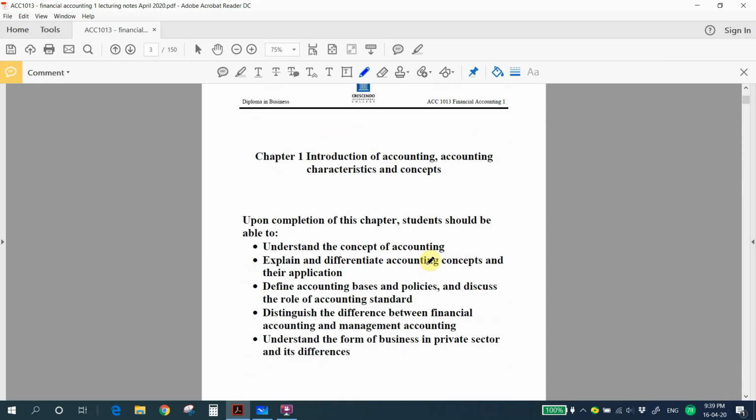Chapter 1, introduction of accounting, accounting characteristic and concepts. Upon completion of this chapter, you should be able to understand the concept of accounting. You should be able to explain and differentiate the accounting concept and their application, define accounting base and policy, and discuss the role of accounting standard. Distinguish the difference between financial accounting and management accounting. Last one, understand the form of business in private sector and its difference.